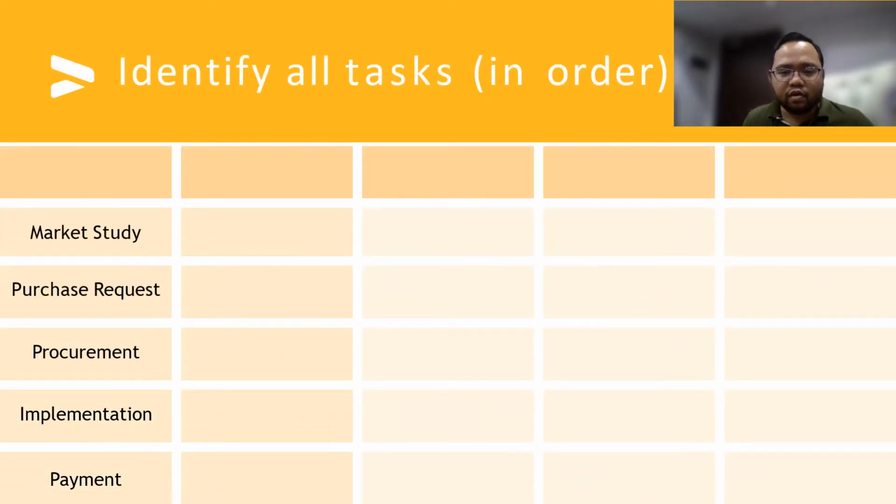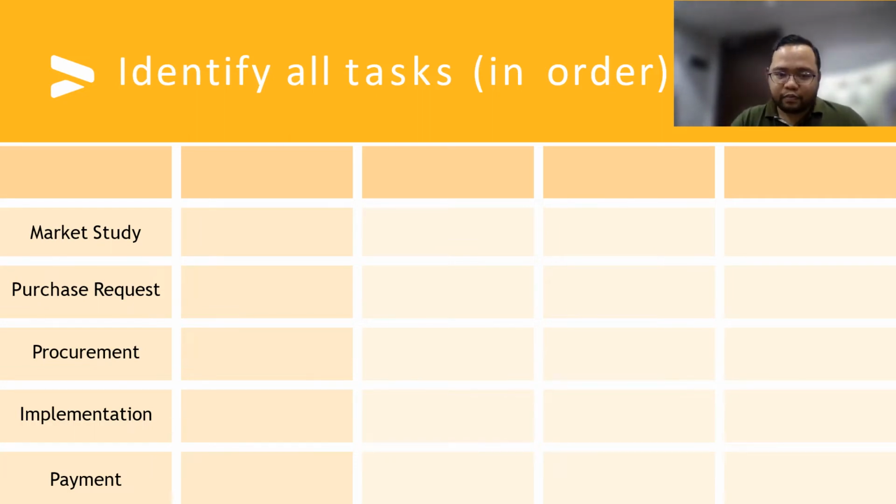Now, to do the RACI matrix, we begin by identifying all the tasks in specific order. Here, we have a very basic example of procurement related activities. We begin with the market study, which gives us an overview of the specific technical specifications and conditions and the reason why we need to procure something. Once we are done with the market study, we move on to the actual documentation which initiates the procurement process, which is the purchase request. Once the purchase request has been completed and all the supporting documents included, then the actual procurement process begins.